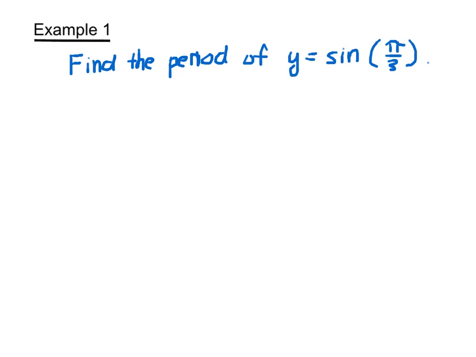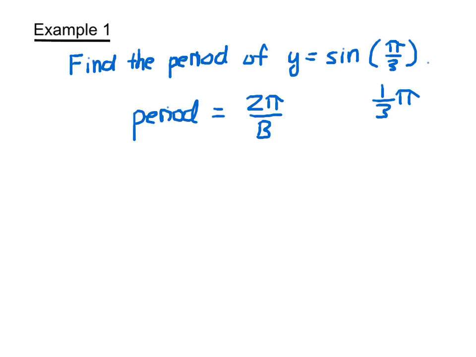Okay, let's take a look at a few example problems. The first example problem asks us to find the period of y equals sine of x over 3. Well, remember from the previous slide that the period for any sine function is simply 2 pi divided by b. In this case, b comes from this term right here. B is really 1/3, because I can rewrite x over 3 as 1/3 x.